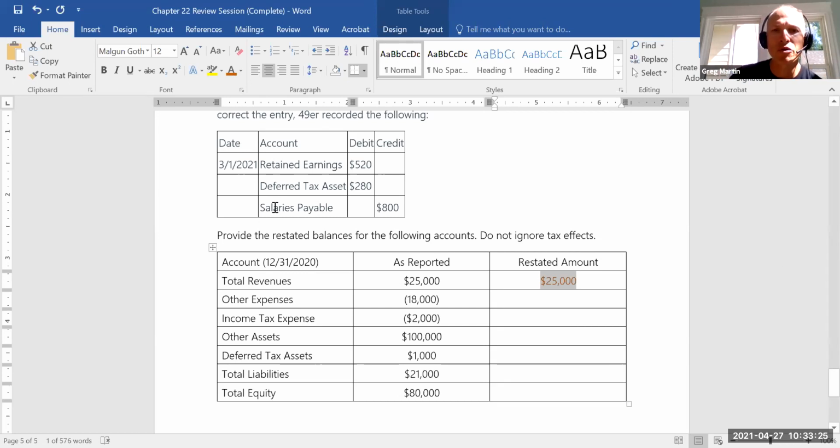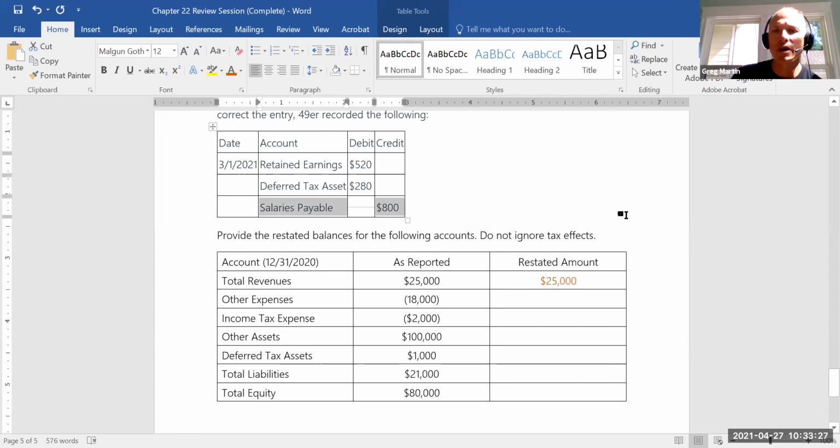So salaries payable, think about that. If I have salaries payable, what's that going to translate to? Salaries expense, right? That doesn't affect revenue in any way. And then if you think about the tax effect, well, that's going to show up as income tax expense, which is also not a revenue account. And so really there's no direct effect on any kind of revenue account. And so our total revenues stay exactly the same.